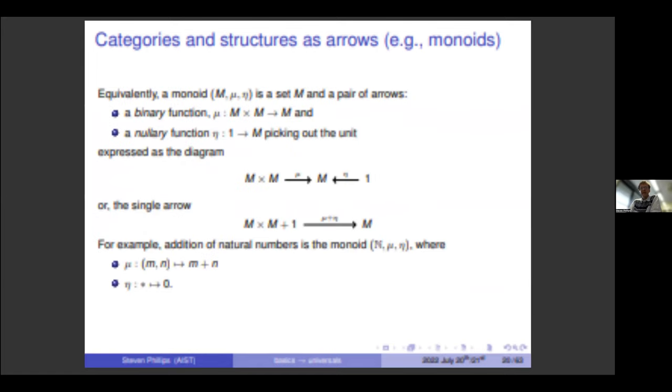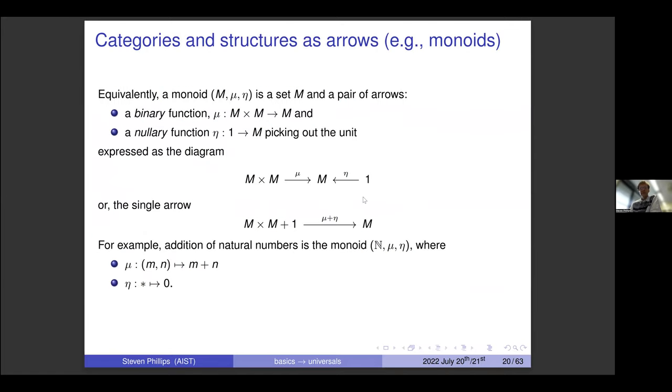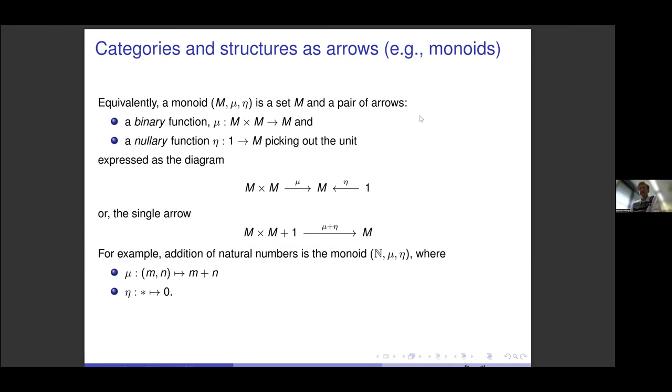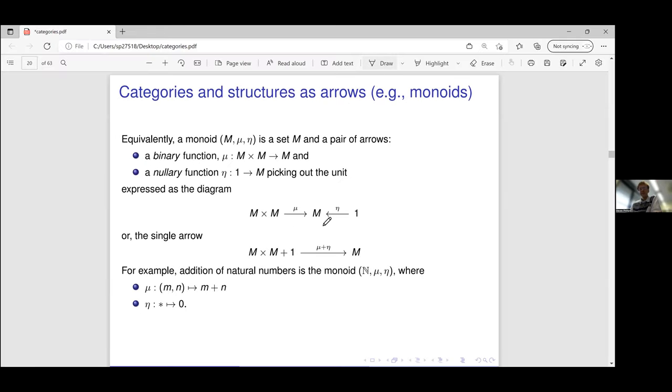And so we saw yesterday, I said that category theory is a theory of structure. We saw the notion of monoid re-expressed: instead of a monoid being a set plus some binary operation and some special element called the unit, we re-expressed the monoid as a set and two functions, the multiplication function and the unit function, the nullary function, which picks out the unit. And in doing that, we can re-express it as two arrows or just a single arrow. And this is this notion of structure, the structure of a monoid now being re-expressed as a single arrow.